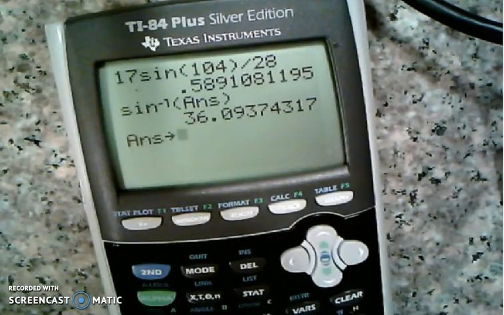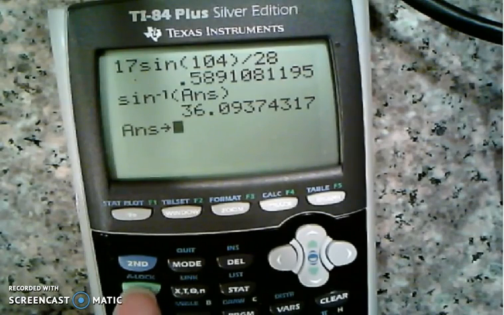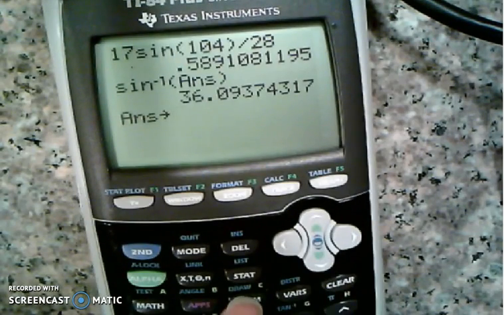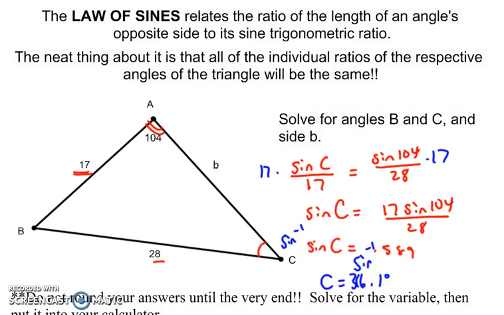I'm putting it in as letter C because it was angle C, and then that'll be easy for me to remember. So I'm going to hit alpha and then my letter C, and then hit enter. And now later on when I want to use angle C, it'll have that number exactly for me stored. Alrighty, now what are we doing?